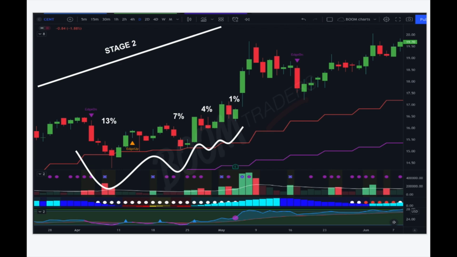As you see here, another example from Cent on a daily time frame. The point is that we have this correction down of about 13%.